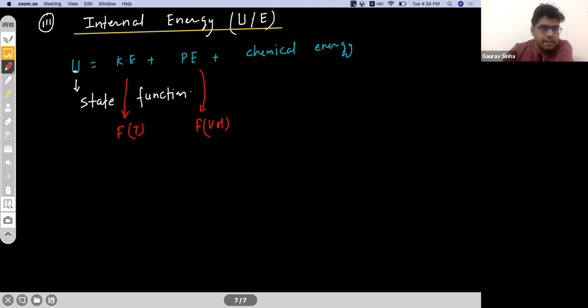So what we can say is that internal energy U is a function of temperature and volume. Is it fine? So we have two variables on which internal energy depends.